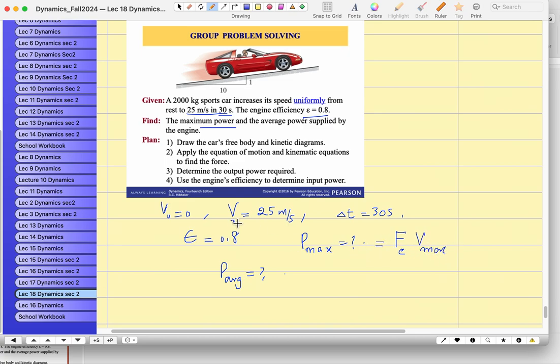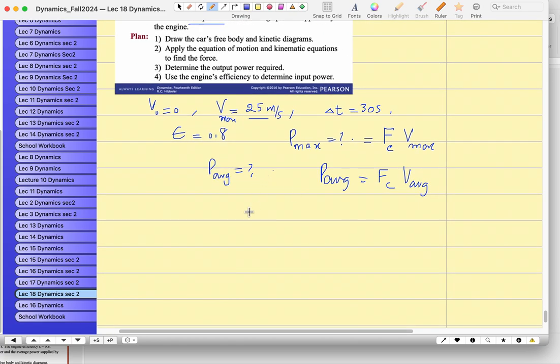What is the maximum velocity? This is the maximum velocity. And average power is the force of the car times the average velocity. What is the average velocity? This is 12.5. Agreed? Now, what is the force generated by the car?